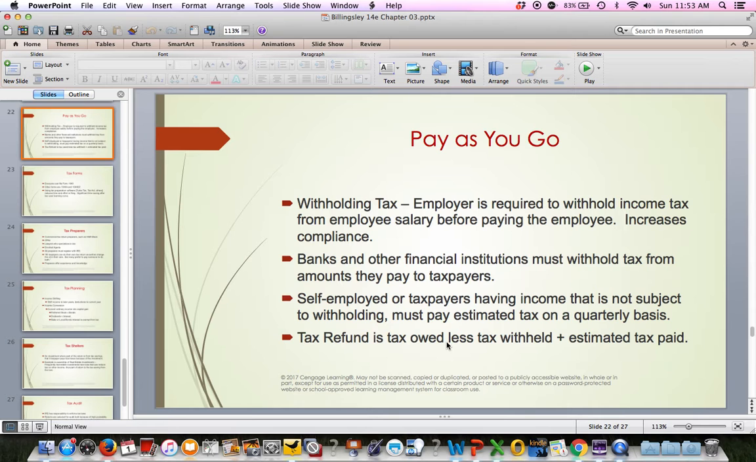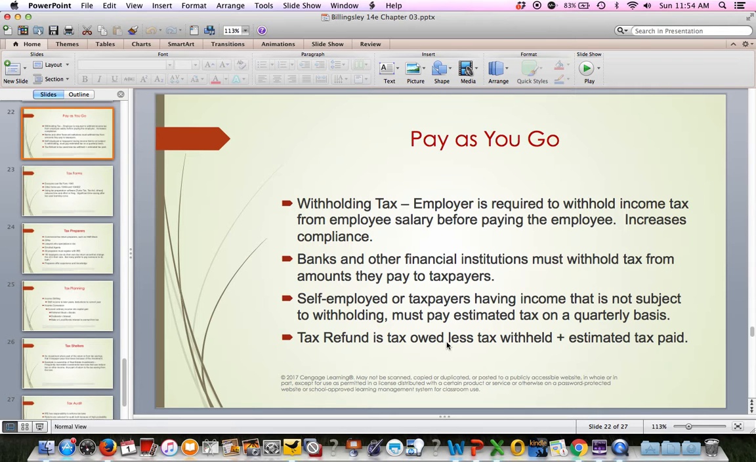Banks and financial institutions must withhold tax from amounts they pay to taxpayers. So depending on if you're getting some kind of payment from an investment, quite often they're going to withhold tax from that. Self-employed taxpayers having income that's subject to withholding must pay estimated tax on a quarterly basis. Tax refund is tax owed less withheld plus estimated tax paid. So if you do get a tax refund and you're thinking, wow, that's great, I got some money, you're just getting your own money back, by the way.